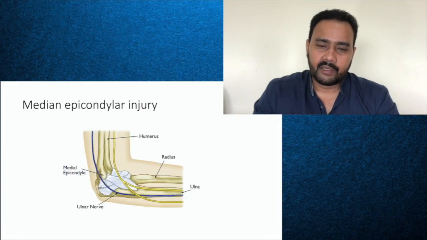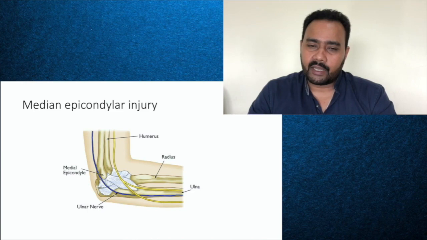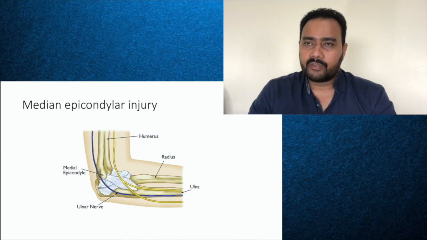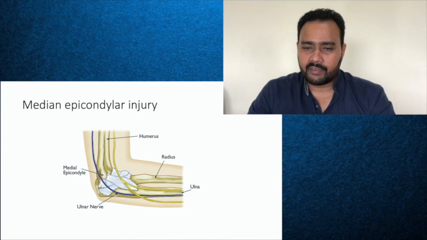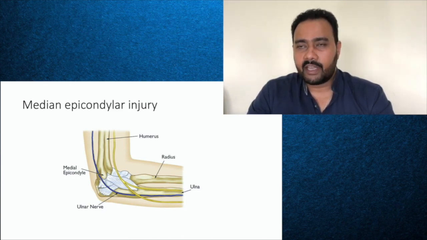Okay. So next one is the medial epicondylar injury. Whenever there is an injury to the medial epicondyle, there is also clinical significance, because the ulnar nerve is more superficial, right? The ulnar nerve is just subcutaneous at the medial epicondyle. So whenever there is a slight injury in the medial epicondyle, that will compromise or injure the ulnar nerve. So at the elbow, the ulnar nerve is more vulnerable to injury.